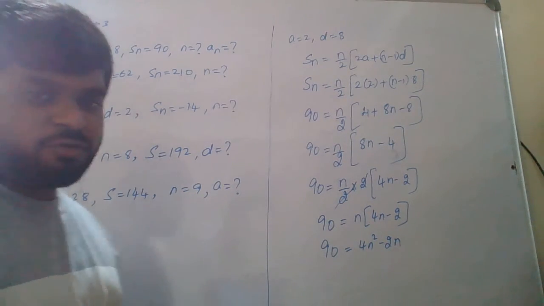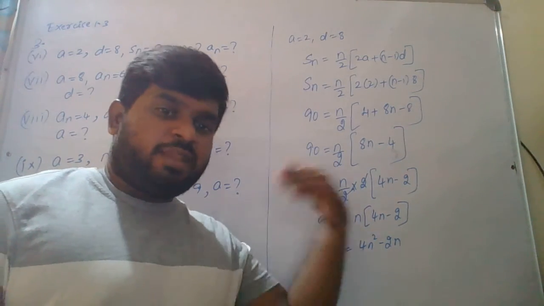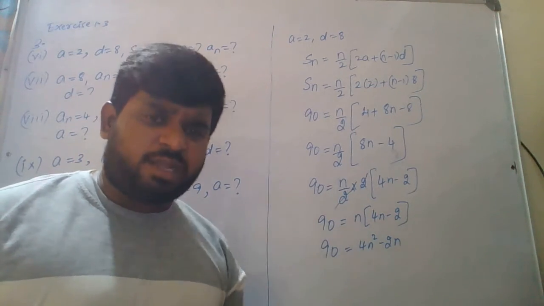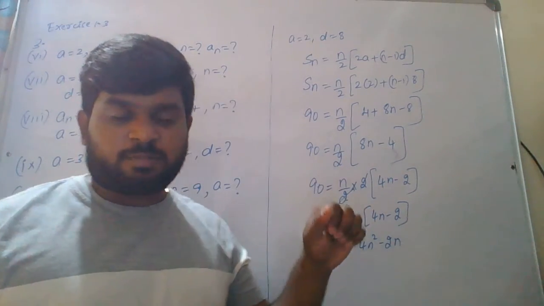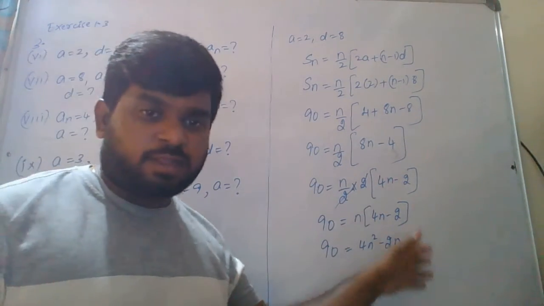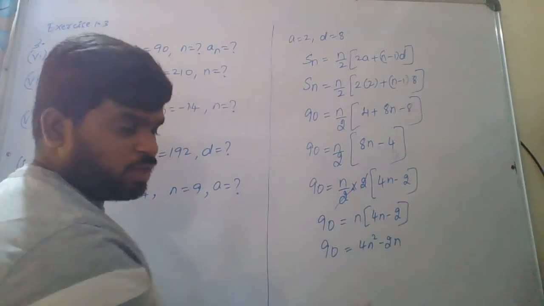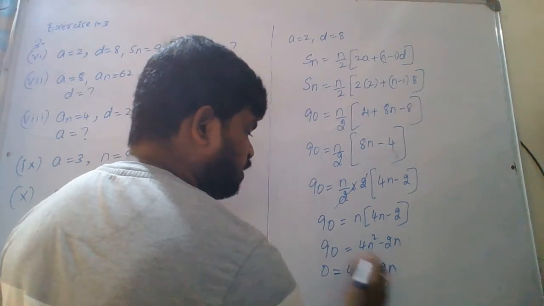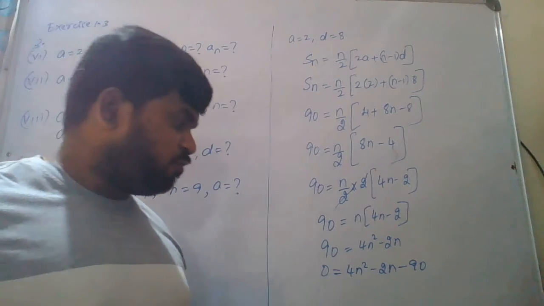Let's get it in the standard form. What is the standard form? n square, the highest power, then the next lowest power, and the constant number. To put it in simple words, it should be in the decreasing order of the power. So power 2, then power 1, then power 0, which is nothing but a constant number. Okay, let me send this 90 to the other side. So 0 equals 4n square minus 2n plus 90, and 90 to the other side will become minus 90. So it is in the standard form.